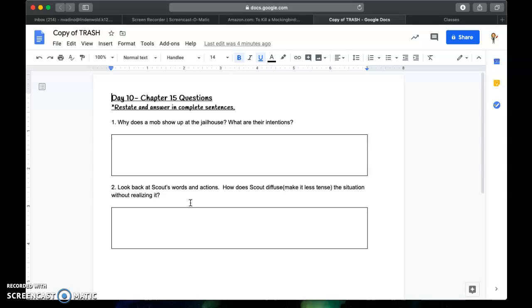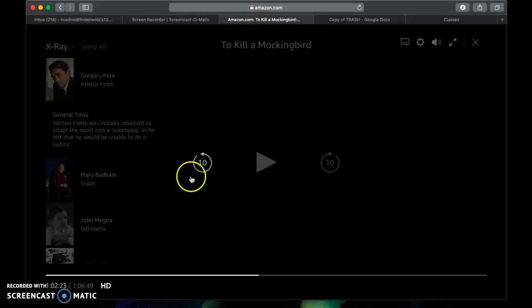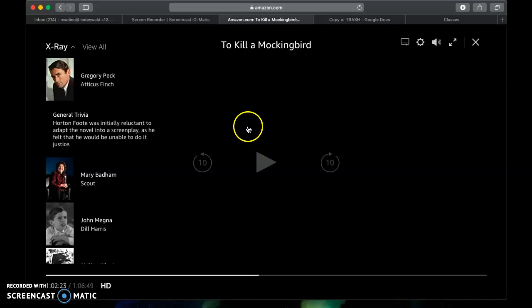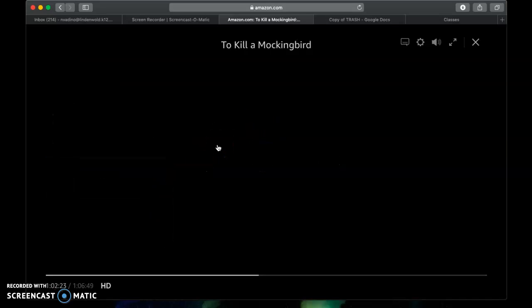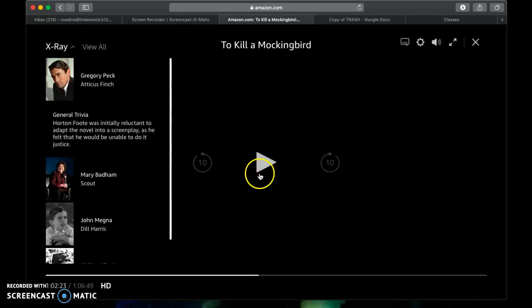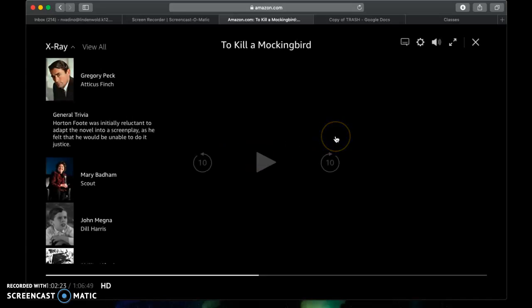So we're going to actually start watching the scene. I have it on Amazon. I'm going to pull it up for you right here. So this is Atticus, if you see my cursor here, sitting at the jail cell, and then here is the mob of people. Now notice, even though it is a black and white video, all the members of this mob are white. So we want to take that into consideration on why they would be coming up to Atticus.